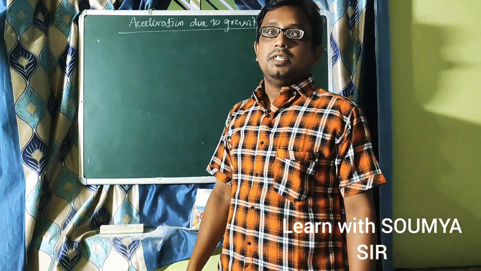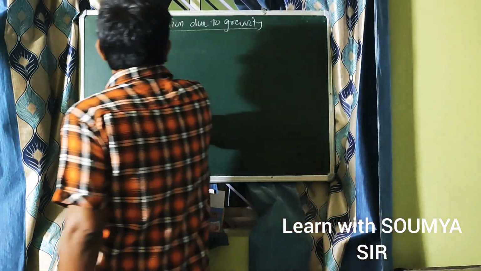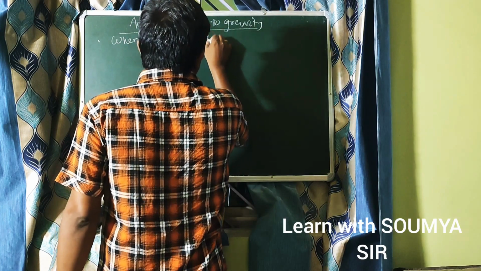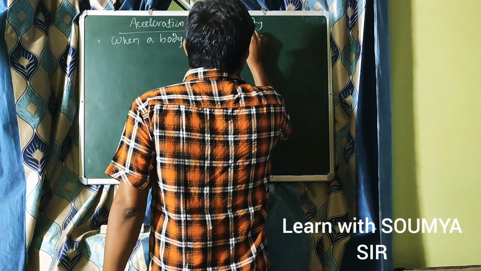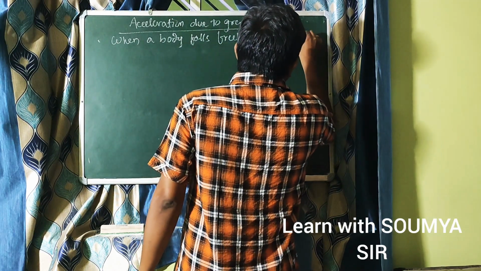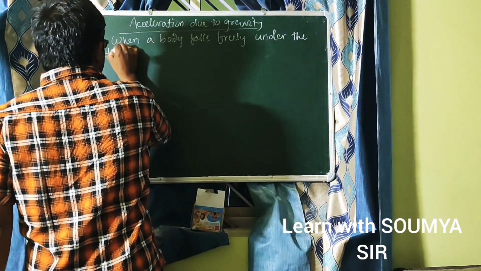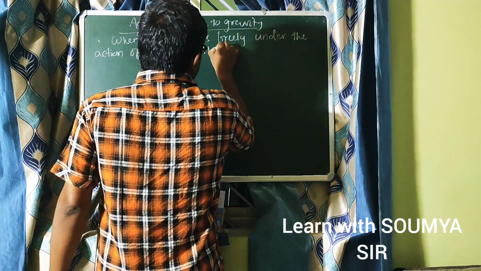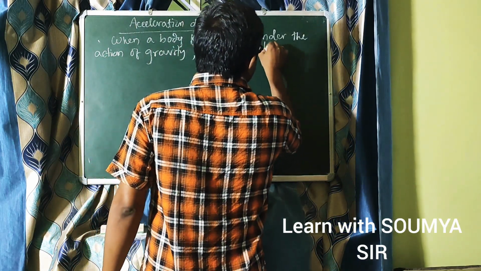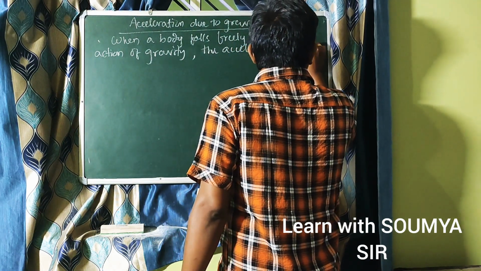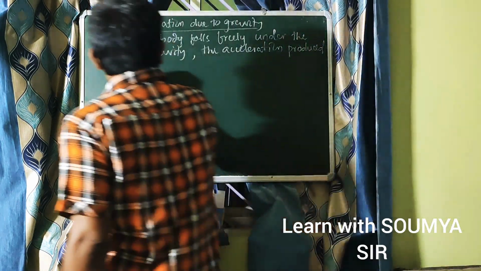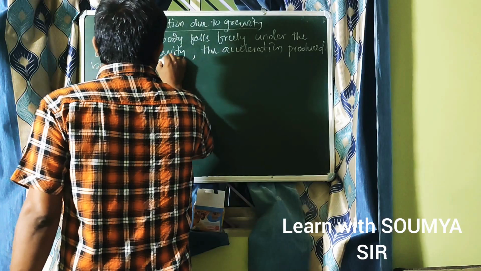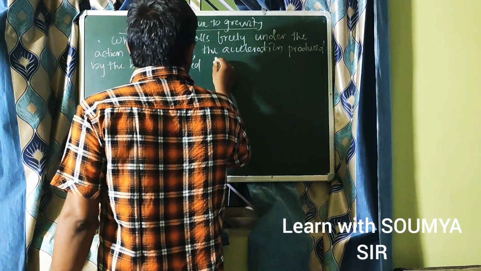So what is acceleration due to gravity? We can write that when a body falls freely under the action of gravity, the acceleration produced by the body is known as or is called acceleration due to gravity.